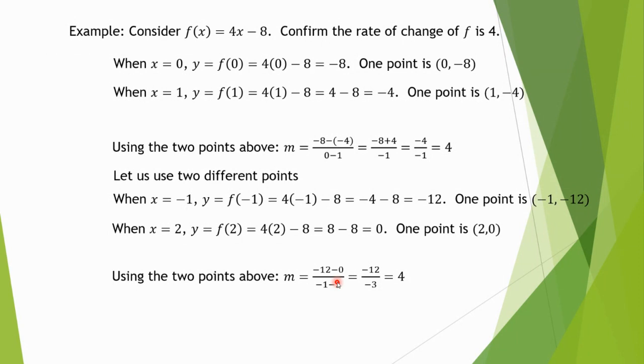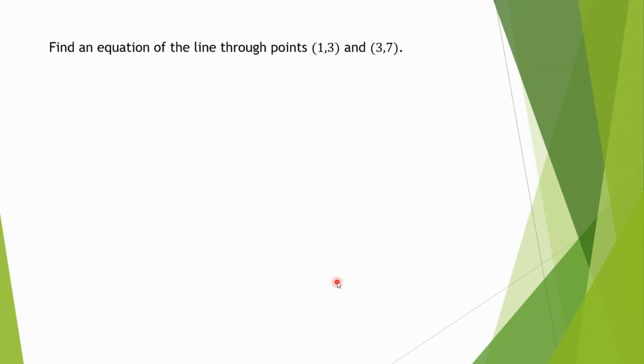Let me move on to another example. So now we're going to look at lines. Let's find an equation of a line through these 2 points. So we want to find the equation of a line. Well, if you want to get a line, you definitely need the slope. The slope is something you have to calculate. Okay, so let's do that.